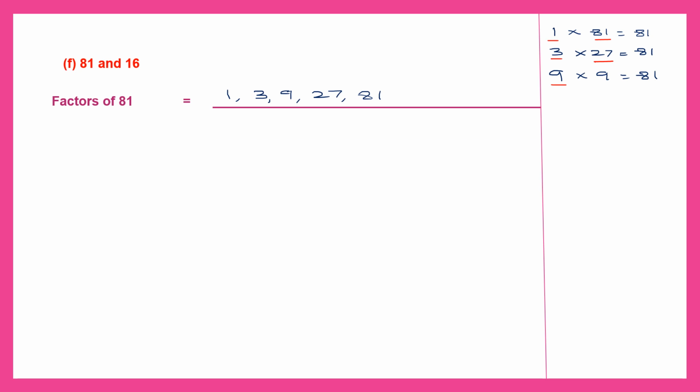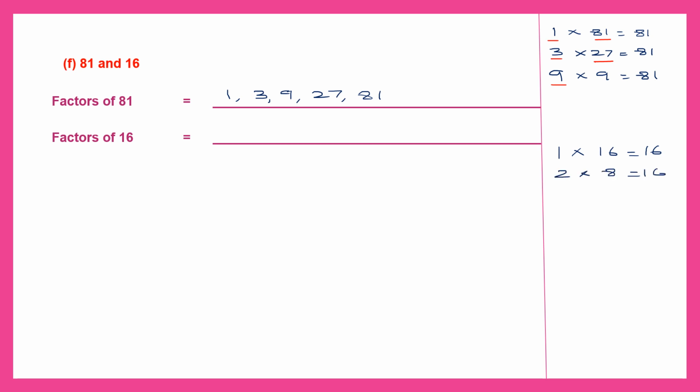Now we have to write the factors of 16. So let's begin with 1 again. 1 into 16 is 16. 16 is an even number, so it's divisible by 2. 2 eights are 16. What else will give us 16? 4, isn't it? 4 fours are 16. That's it. These are the factors of 16. So what are those? 1, 2, 4, 8 and 16.